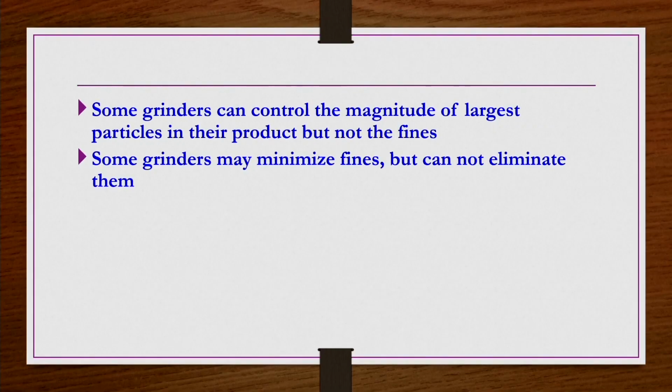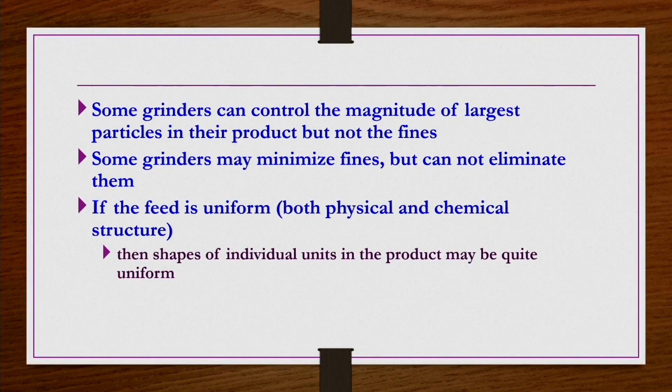Whether it is grinding or crushing, there will definitely be some fines. You can control the largest size of particles, but you cannot control the smaller, finer particles. Some grinders may minimize these fines. You can reduce the fines, but you cannot eliminate them. If the feed is uniform in both physical and chemical structure, then the shapes of individual units in the product may be quite uniform.